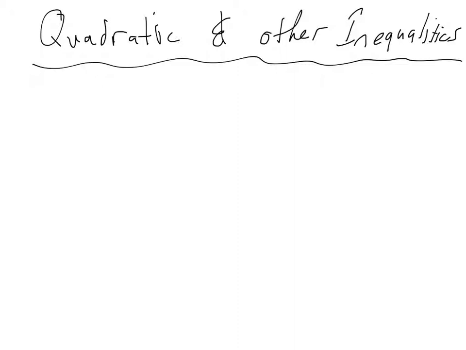Pretty straightforward, right? So for instance, if I had x squared minus 2x is greater than 35.